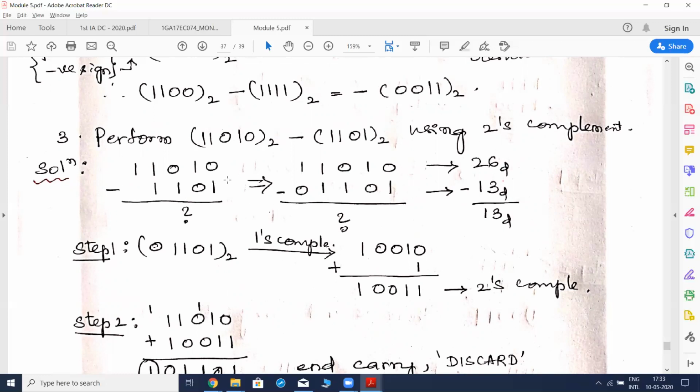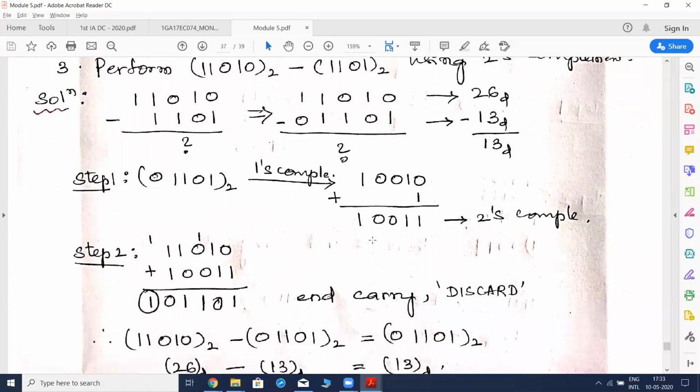So how do we need to convert that, because the number of bits here is less. So add 1 0 over here, so that your number is not going to change. So it is 26 decimal and here it is 13 decimal. We are expecting 13 decimal over here. So first take the 1's complement and add 1 to it in order to get the 2's complement of the subtrahend.